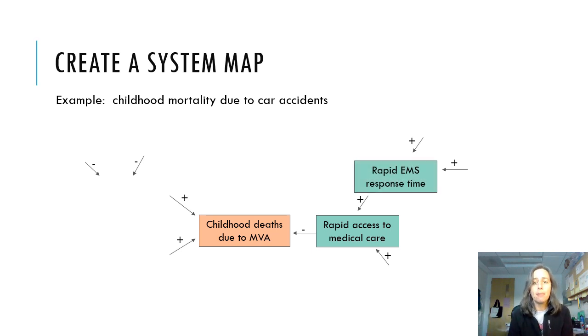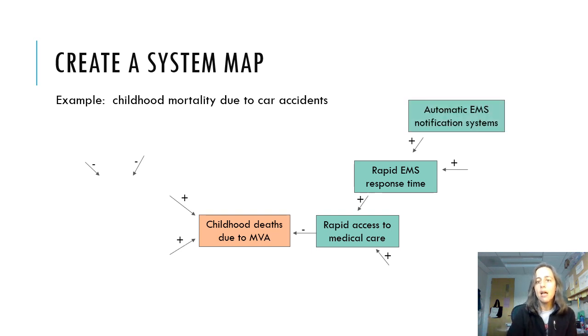You have to have rapid EMS response, right? EMS has to be able to get to the scene of the accident quickly so that they can administer first aid and basic life support services. And then, what impacts EMS being able to get there quickly? Some influences could be automatic EMS notification systems like OnStar, or even, have you seen that Apple Watch ad where people use their watch to call 911? So people being able to easily activate the 911 system, right?